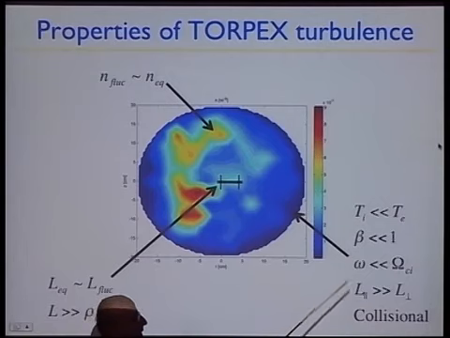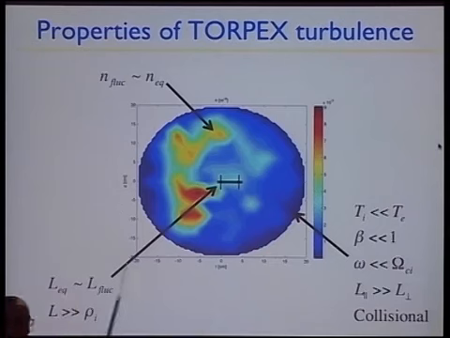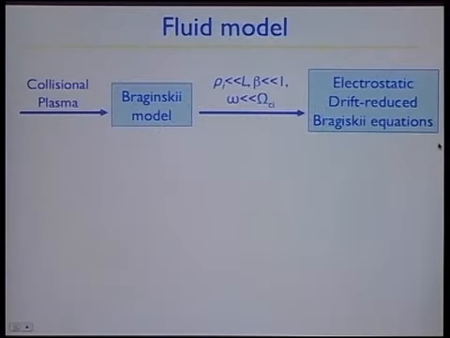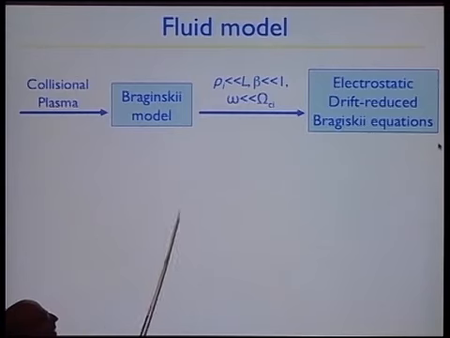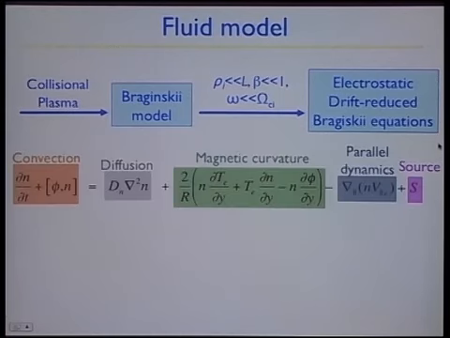Plasma beta is small, low frequency perturbation, parallel scale length much longer than the perpendicular one, and the plasma is fairly collisional. How collisional? Moderately collisional, up to the point that one can use a fluid model for its description. So a Braginskii kind of model. Now there is a set of assumptions that we can use, and we can get back to the electrostatic drift reduced Braginskii equations. Probably everybody is familiar, but just to recall, what is the physics in these equations?